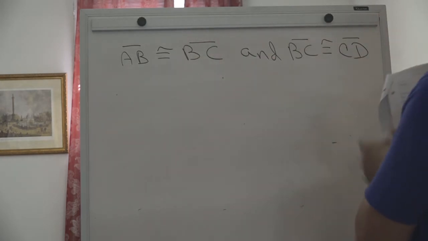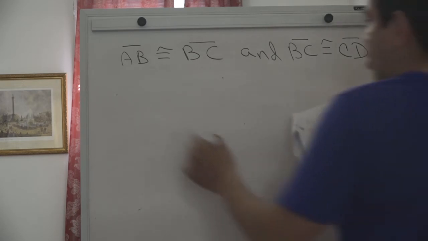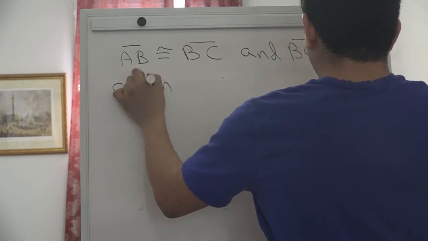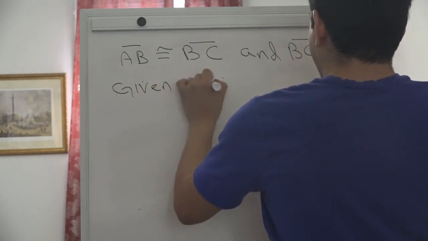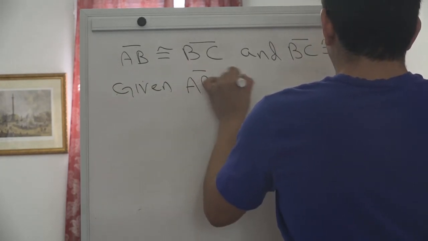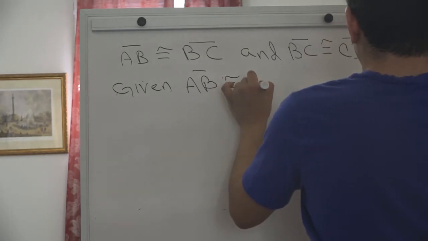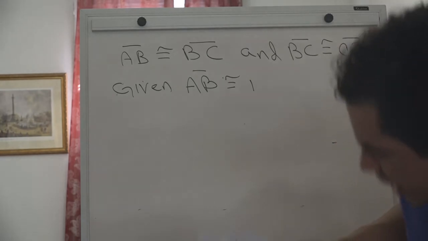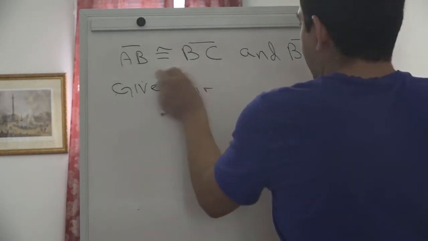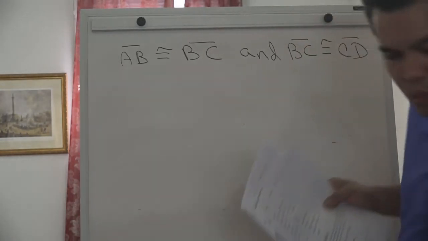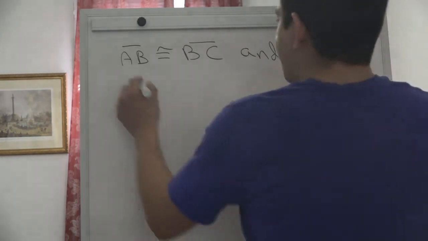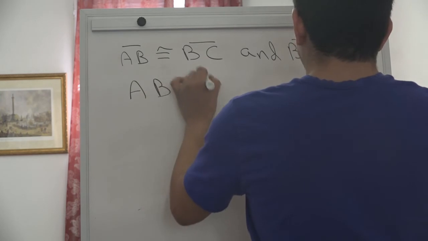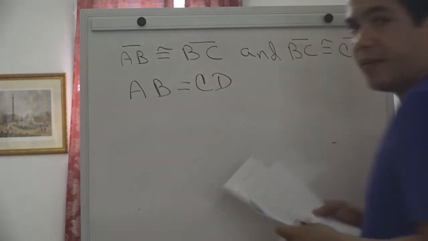Alright. So given segment AB congruent to BC. Oh wait, I said that already. Sorry, my bad. Okay, I want to prove. What am I supposed to prove? They want me to prove that the length of AB is equal to the length of CD.